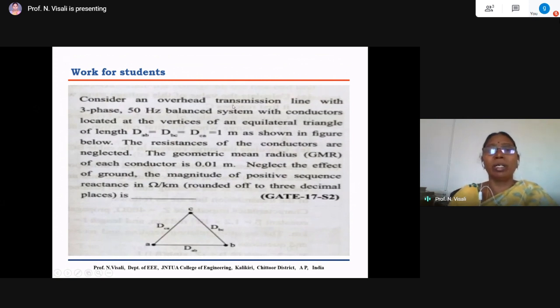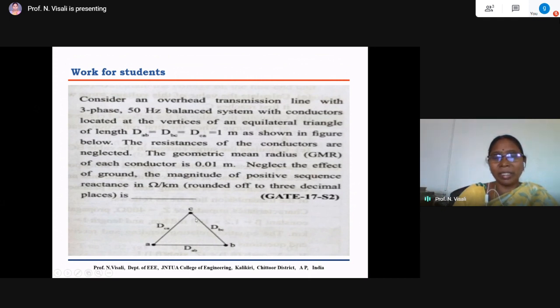Consider an overhead transmission line with a 3-phase 50 Hz balanced system with conductors located at the vertices of an equilateral triangle, with DAB, DBC, DCA equal to 1 meter. Equally, all 3 distances are equal to 1. The resistance of the conductors is neglected. The geometric mean radius of each conductor is 0.01.